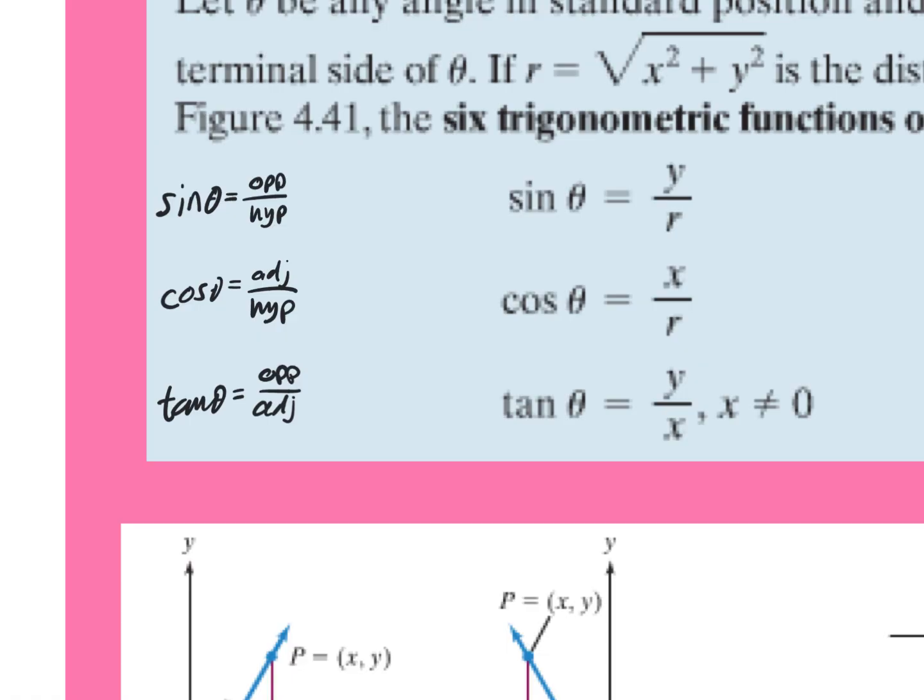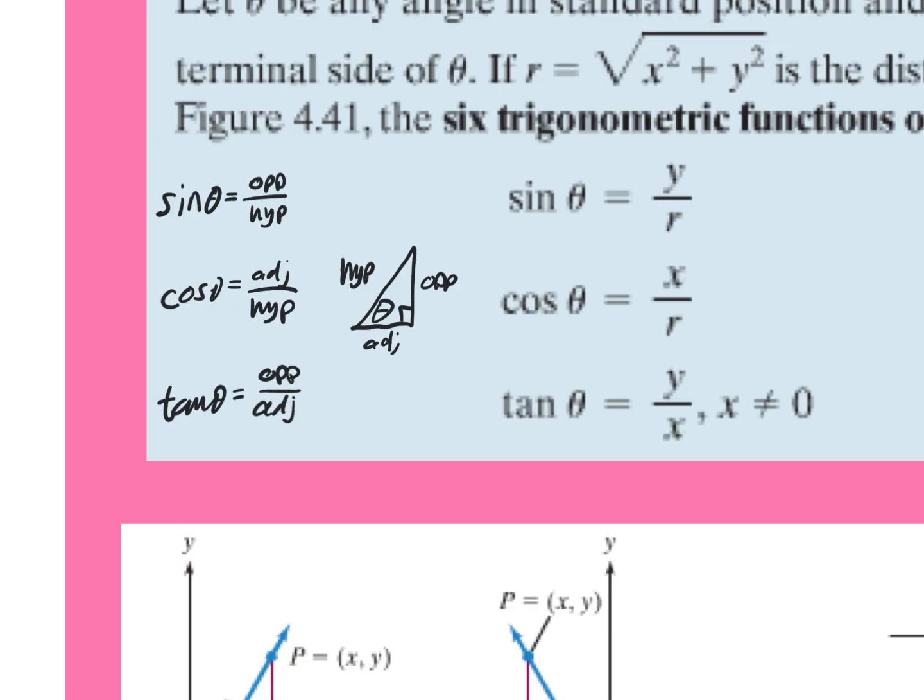And these specifically relate to a right triangle, right? So for instance, if I have a right triangle, that's my right angle, and this is my angle theta. This is my opposite side, this is my adjacent side, and then this is my hypotenuse, all right?